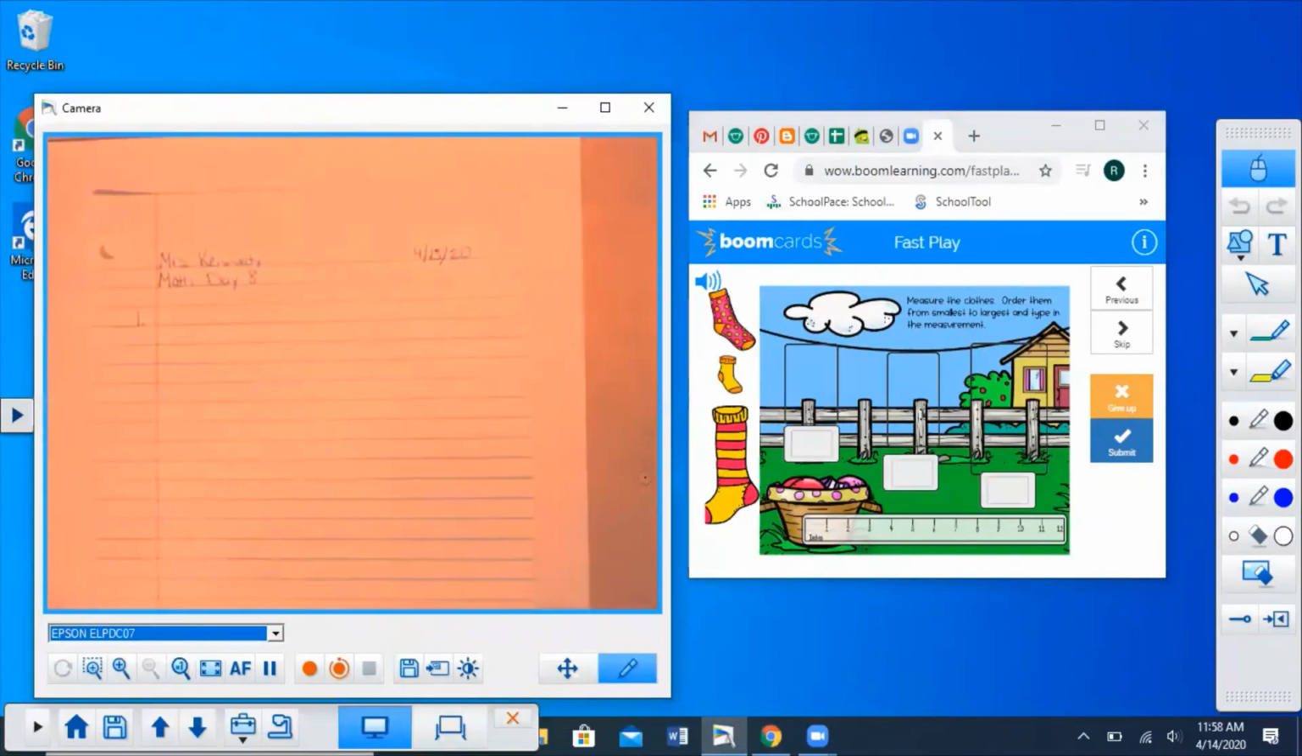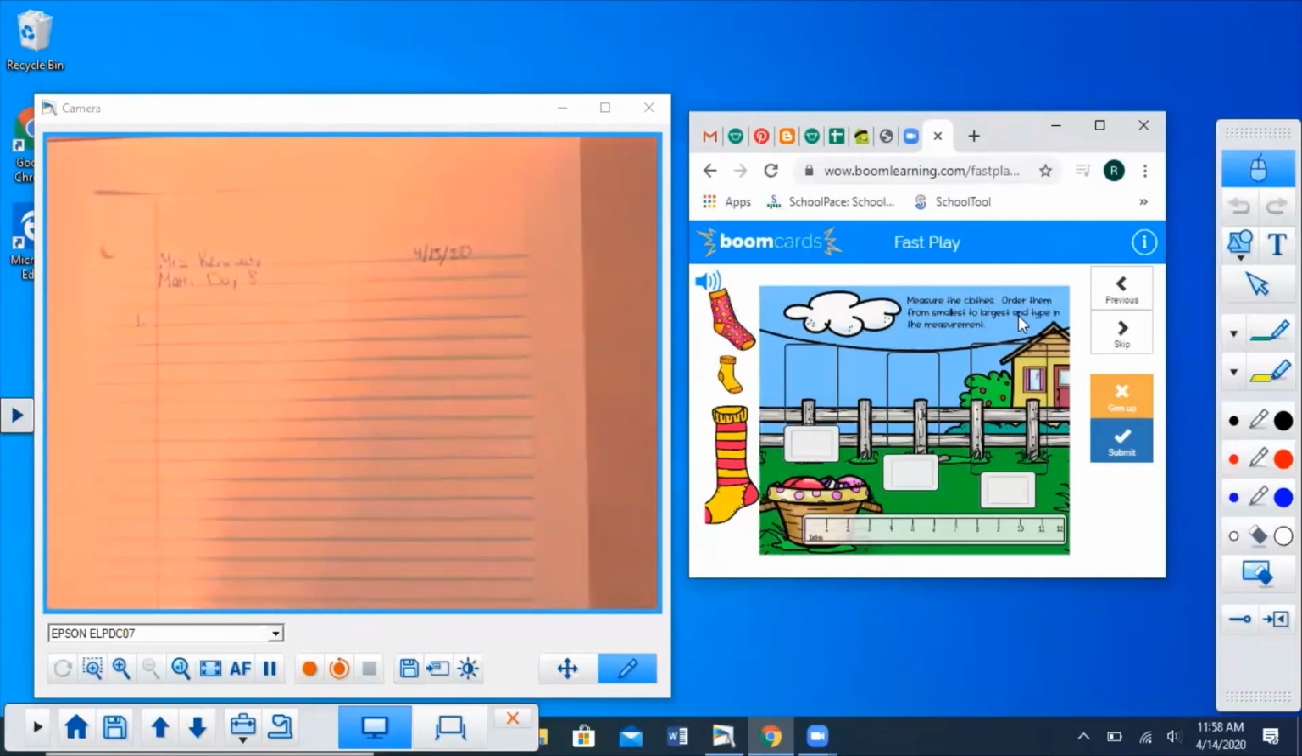You are going to take the sock, because it says measure the clothes, order them from smallest to largest, and type in the measurement. So you're going to measure each one. You have to line it up just like we do. How long is that one? How long is that one? And then how long is that one?